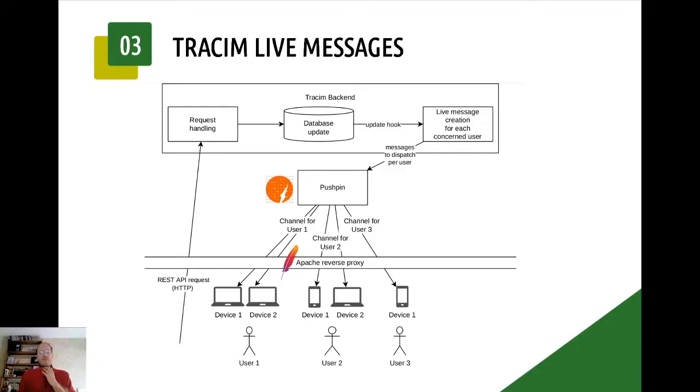Then the backend needs to send messages to Pushpin channels when a modification, an event, is triggered by a database update. So you get a database update, and the messages are created in reaction to those, then dispatched by Pushpin. As Pushpin is a reverse proxy, it means that it is easily integrated in an existing web application. For example, the authentication in Tracim is still directly controlled by the web application as it would be for a classic HTTP request.